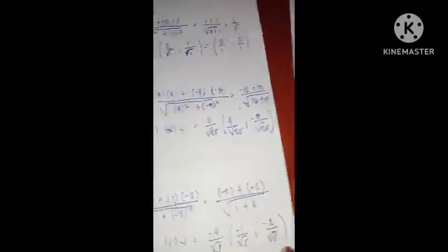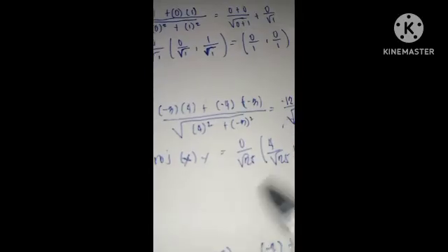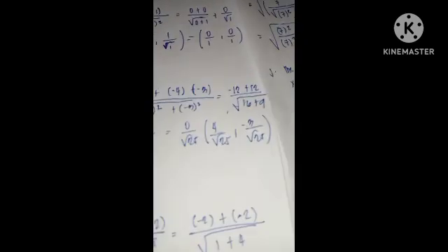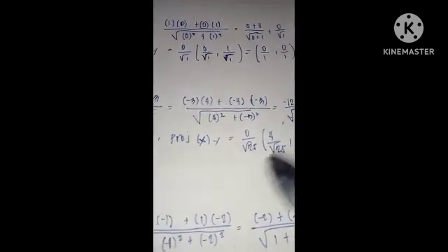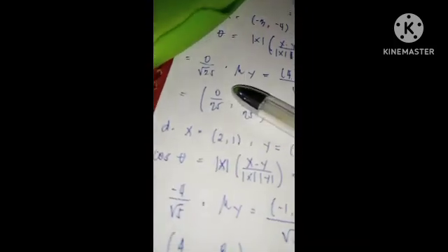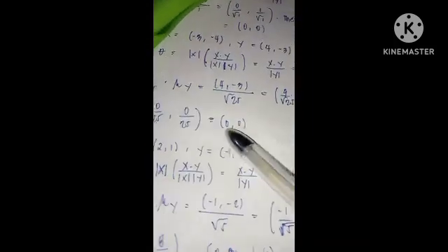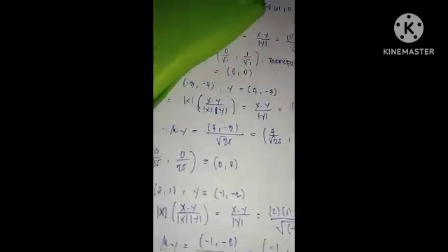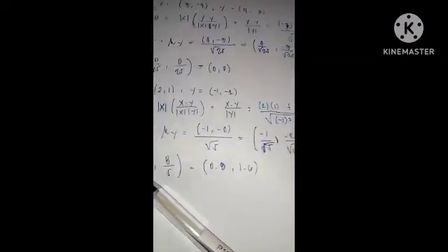over the square root of 25 times 4 over the square root of 25, negative 3 over the square root of 25. So 0 times 4 is equal to 0. 0 times negative 3 is equal to 0. So 0 divided by 25 is equal to 0. 0 divided by 25 is equal to 0. So 0 and 0 is the answer to letter C. So letter D, same goes for it, but the values of x and y are different.